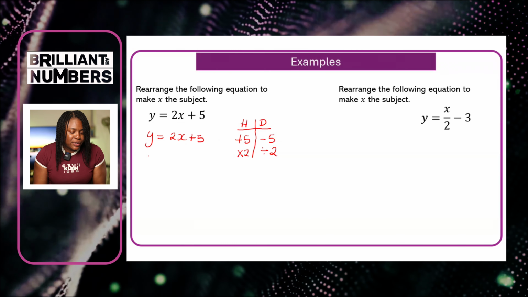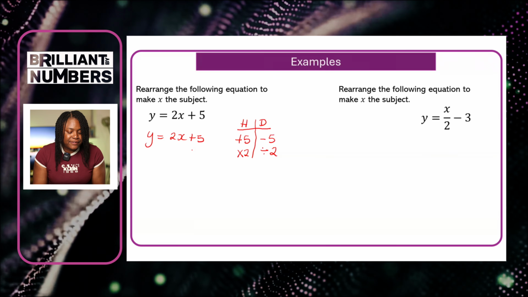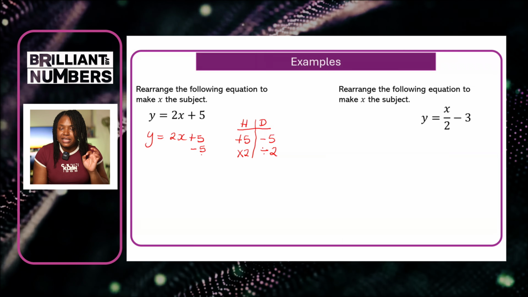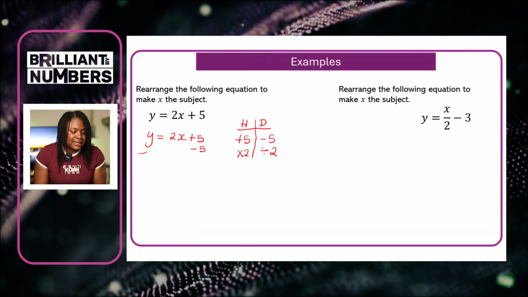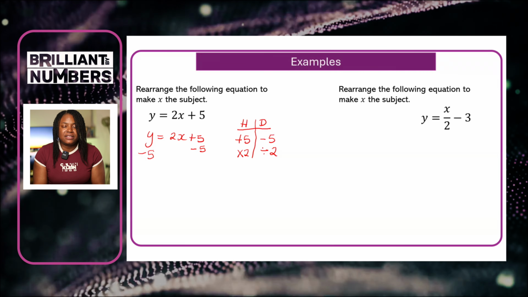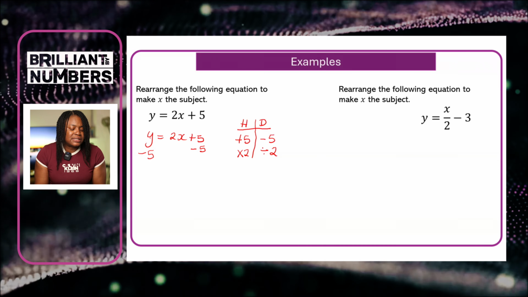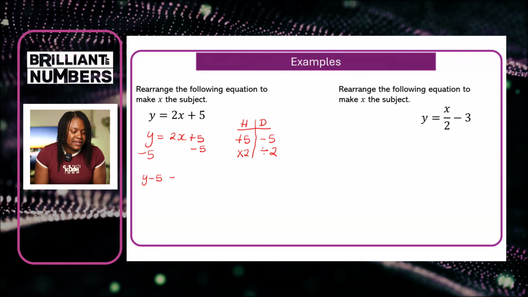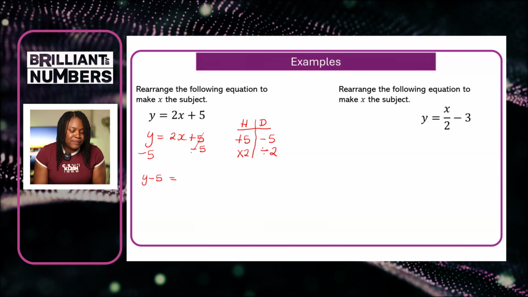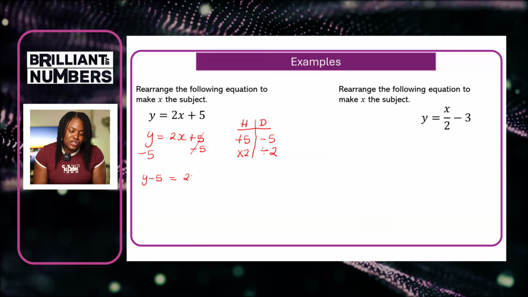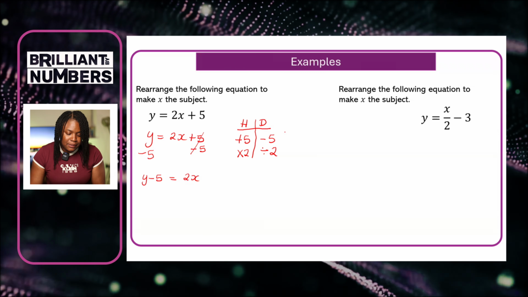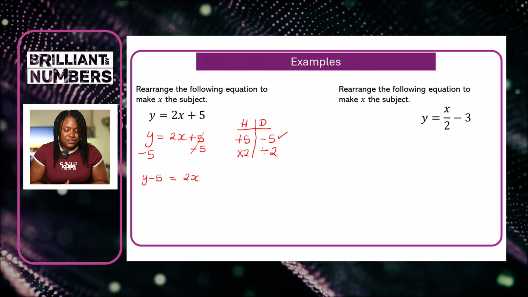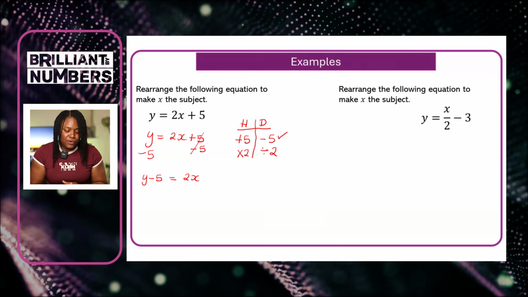So I'm going to go ahead and subtract 5 from both sides. So plus 5, inverse of that is minus 5. So I need to subtract 5 from both sides. So I'm going to tidy this up. This is now y minus 5 on my left hand side. If I subtract 5 from here, I now have only 2x left. I'm going to tick that off. I've completed my first operation and doing the inverse of it.